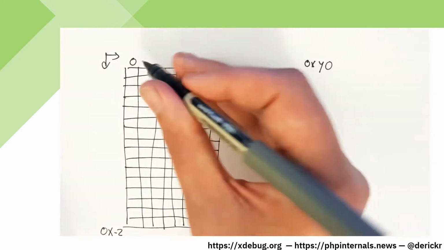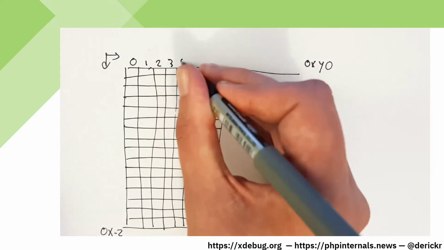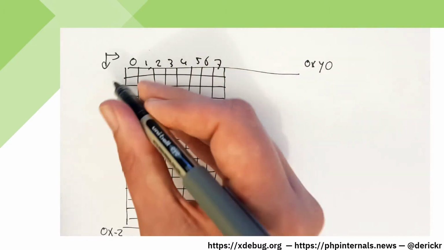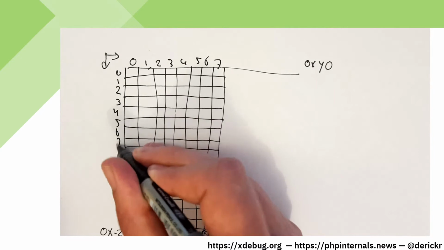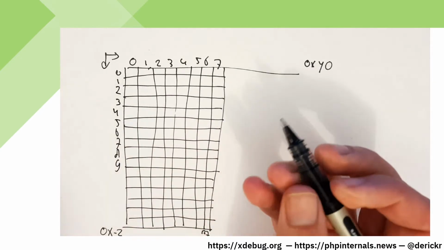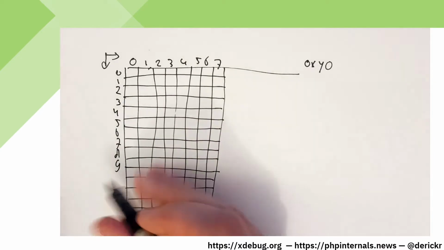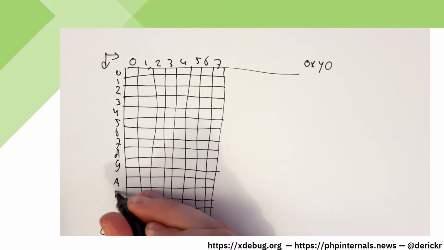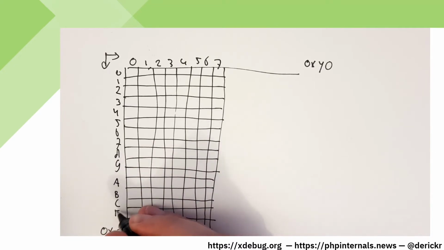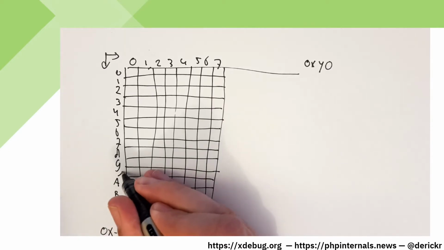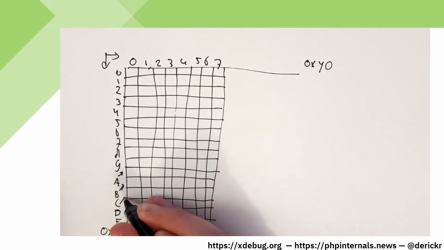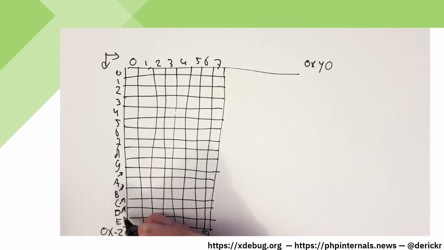And this is column 0. We have 1, 2, 3, 4, 5, 6, 7, and then we have 1, 2, 3, 4, 5, 6, 7, 8, 9. Then of course we run out of numbers. And in hexadecimal you count with A, B, C, D, and then, oh, I missed the A goes there, sorry. My drawing is a bit off. We have E there and F there.